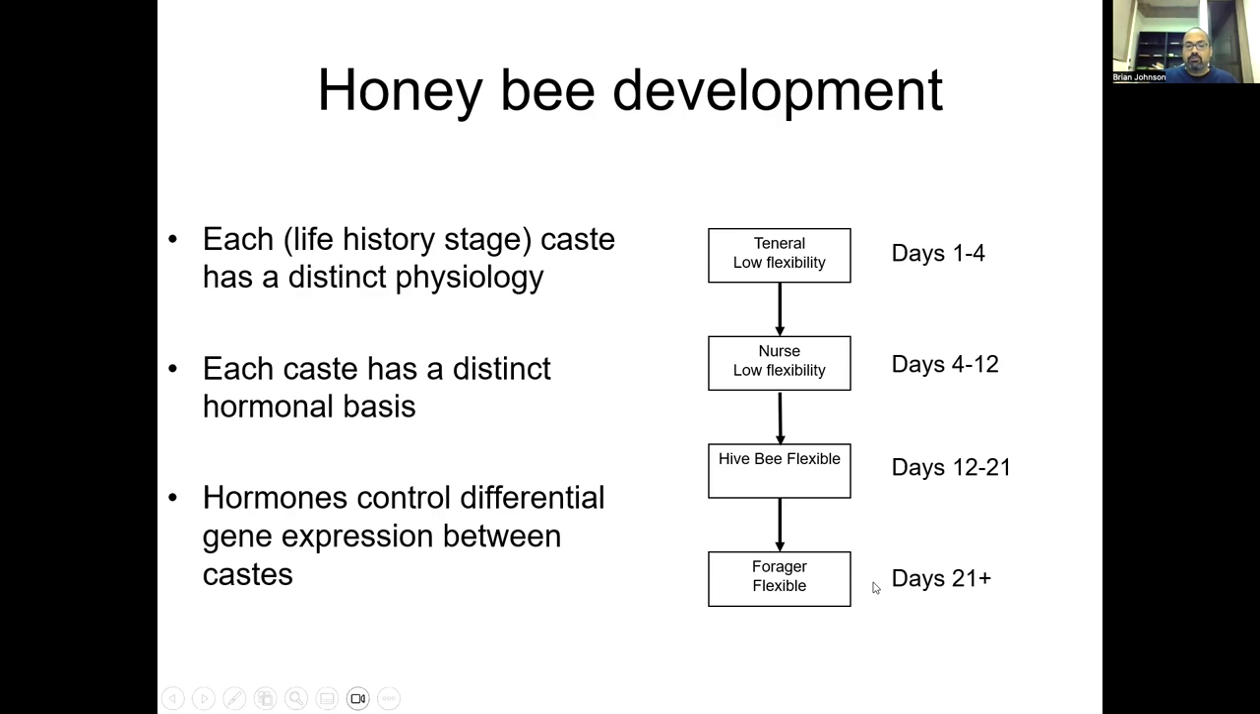And then usually at about 3 weeks, this is all in the spring and summer, they become foragers. Once they become foragers, they stay foragers until they die, which is usually about 3 weeks after that. As we'll see when I talk about some experimental data about division of labor, there's a lot of flexibility in how bees move through the system. But that's how it works from a coarse-grained perspective.